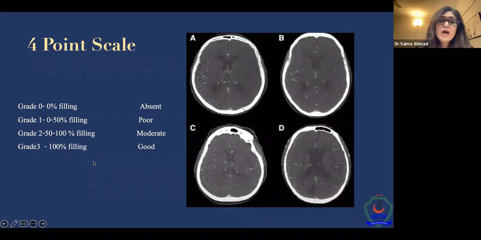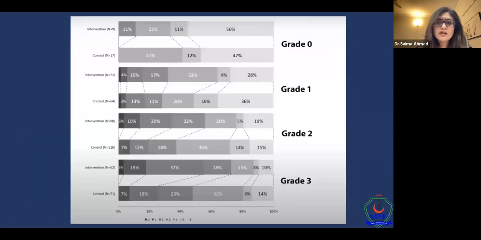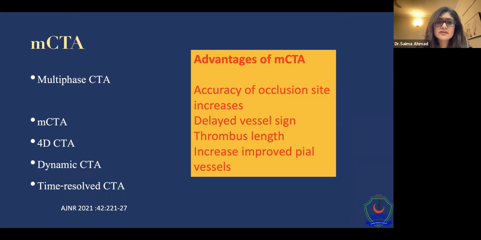So the patients who have 0% collaterals have a very bad outcome after the endovascular therapy. And a good or excellent outcome is seen in the patients who have grade 3 collaterals. However, the patients with grade 1 and grade 2 collaterals can also show benefit with the endovascular therapy, and they should not be deferred from the endovascular therapy because of the presence of fewer collaterals. So again, this is the grading of the collaterals.